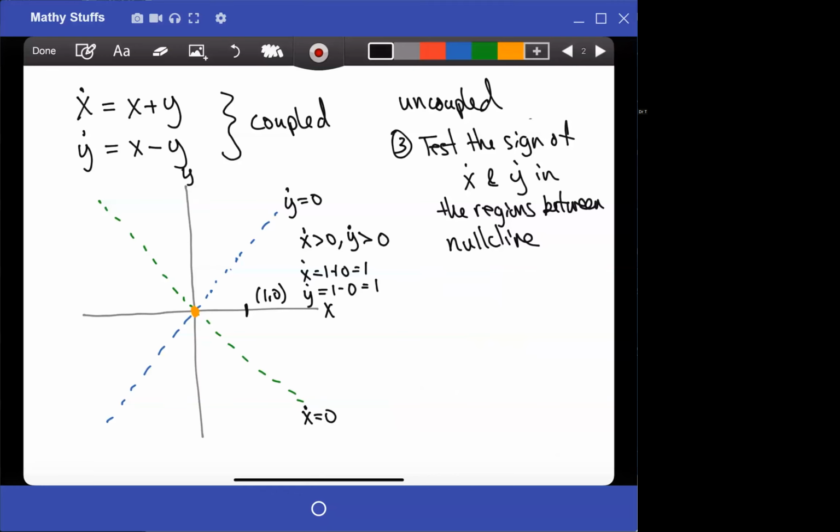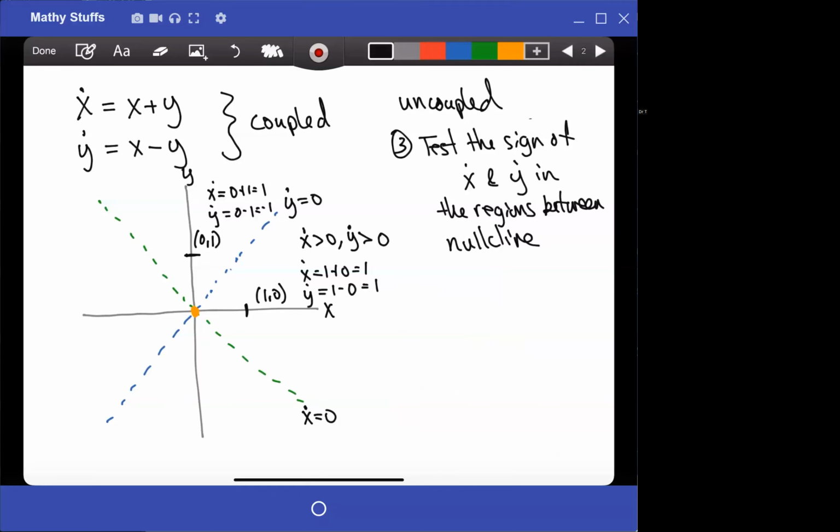And I can do this in each region. So for example, if I test, and probably should, unless I get a lot of experience with this, I can look at this, and maybe you can too, and see that once I know x dot is positive on one side, it's got to be negative on the other. Now, again, that's not always true, but it's probably going to be true for most of the stuff we do. So over here at the point 0, 1, I get x dot equals 0 plus 1, which is 1, and y dot equals 0 minus 1, which is minus 1.